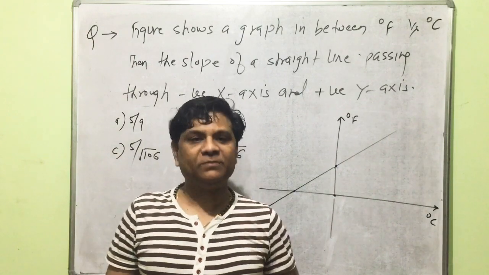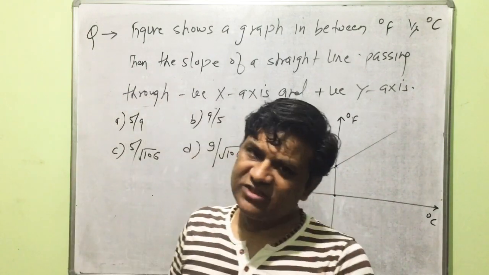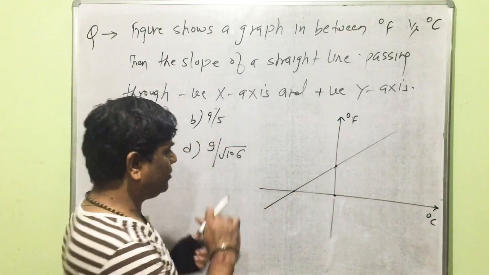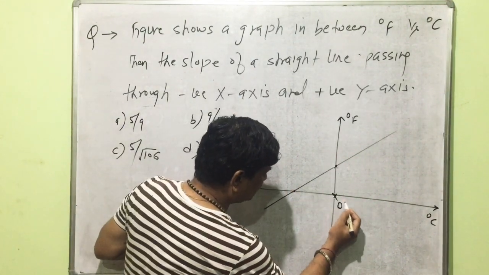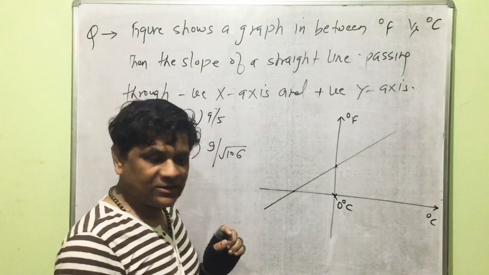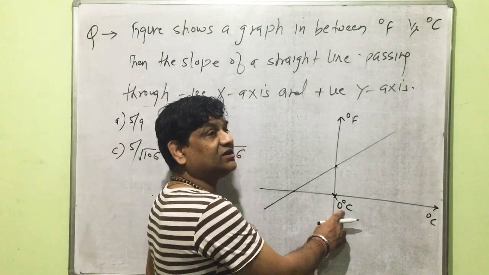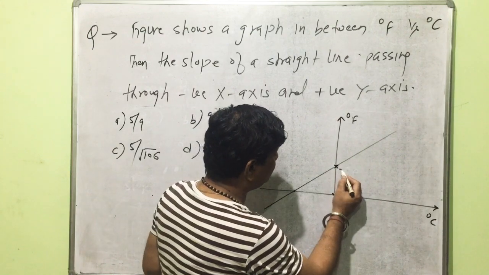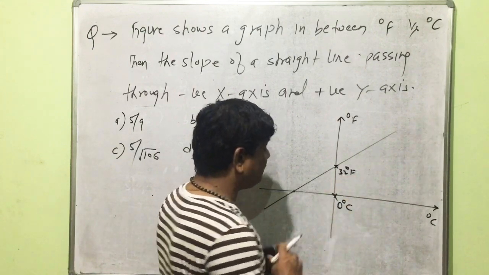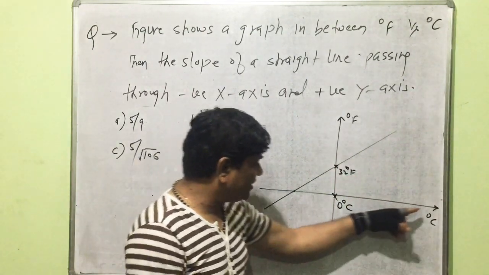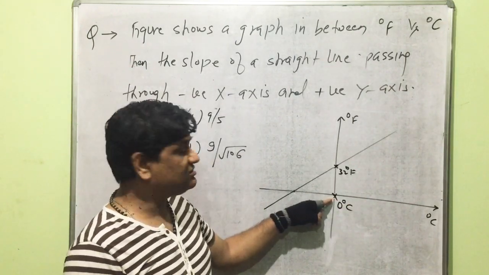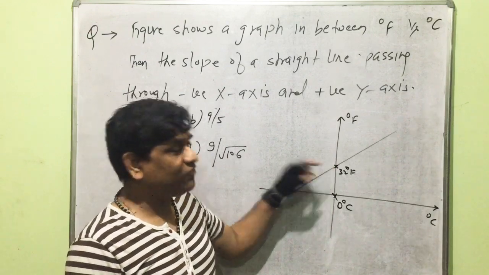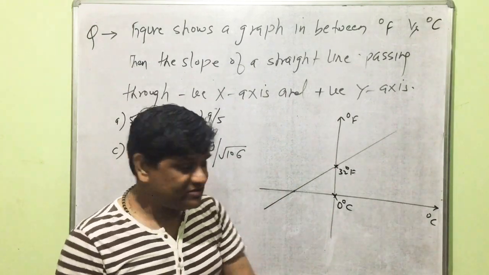Now, as I told you in the previous question, here we can take the concept of lower fixed point and upper fixed point. Tell me now, what is the lower fixed point on centigrade scale? It is 0 degree Celsius. When the lower fixed point on centigrade scale is 0 degree Celsius, what is the lower fixed point on Fahrenheit scale? It will be equal to 32 degree Fahrenheit. I repeat again, when the lower fixed point on centigrade scale is 0, the lower fixed point on Fahrenheit scale will be equal to 32 degree Fahrenheit. Now what is the upper fixed point on centigrade scale?